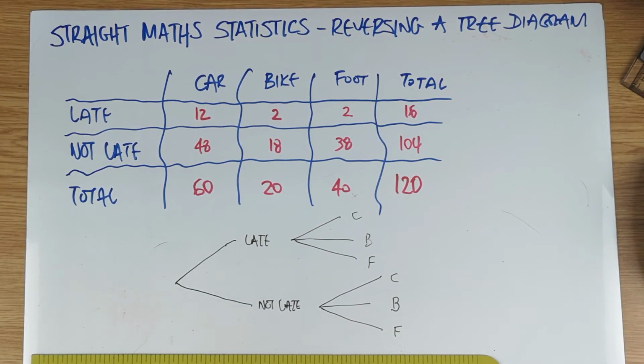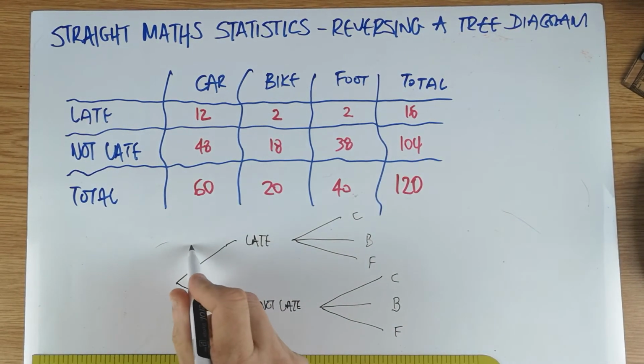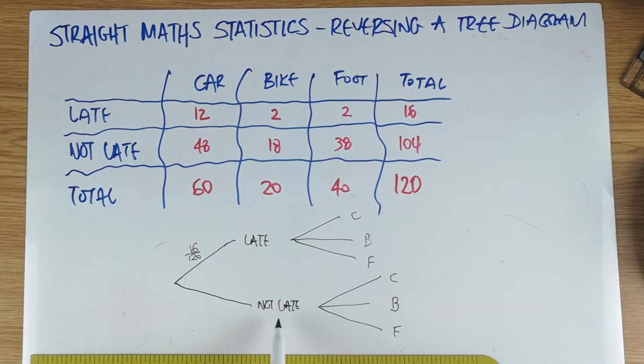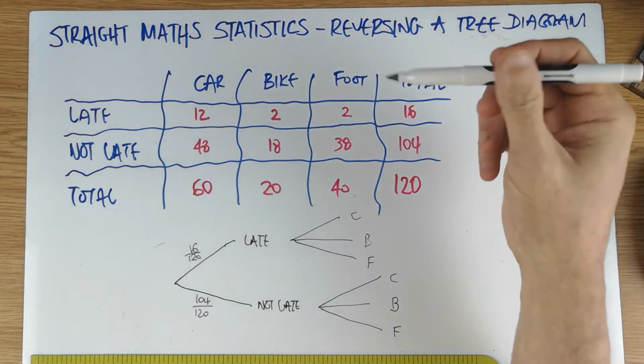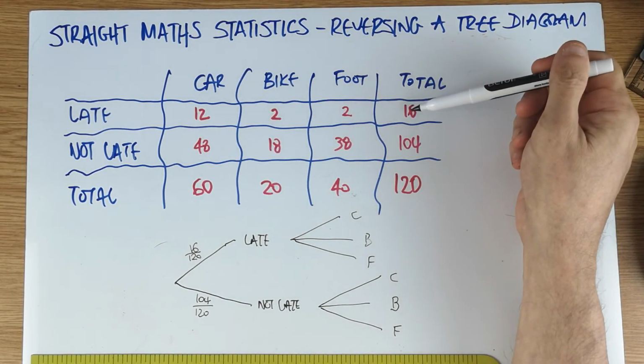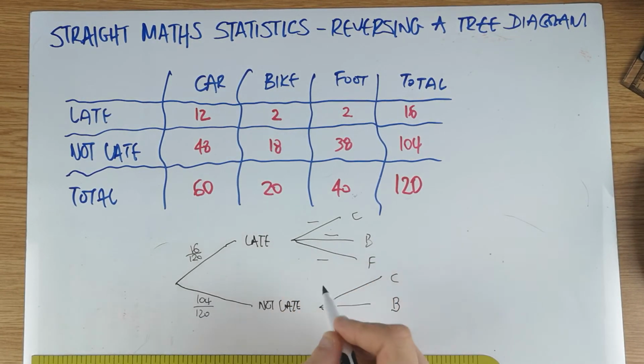The probability of being late is, of course, I'm going to leave them out of 120 to make it nice and easy. So I'm looking at 16 out of 120, just looking at this number. And therefore, not late is, of course, the rest: 104 out of 120. Now, given I'm late, I'm looking at the late ones, which is out of 16. So all of this will be out of 16.